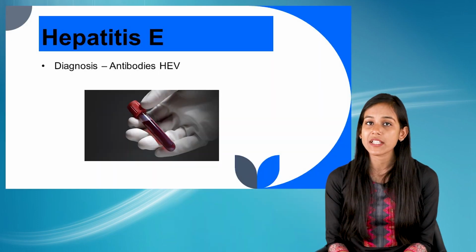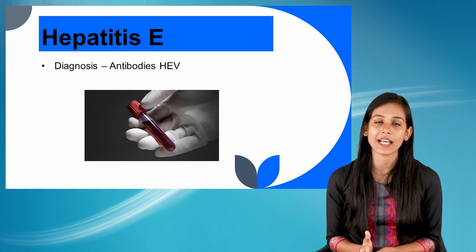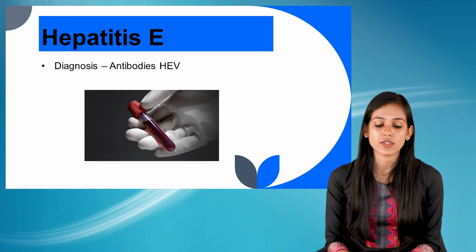Next, it is a disease where there are no chronic cases. We can only see acute, right? So this does not progress to chronic stage, right? Next, if the pregnant mother has hepatitis E virus, then especially in the third trimester, there are many complications that might occur, right? And how would we make the diagnosis? We would check for antibodies against HEV, and that's how we would make the diagnosis, right?